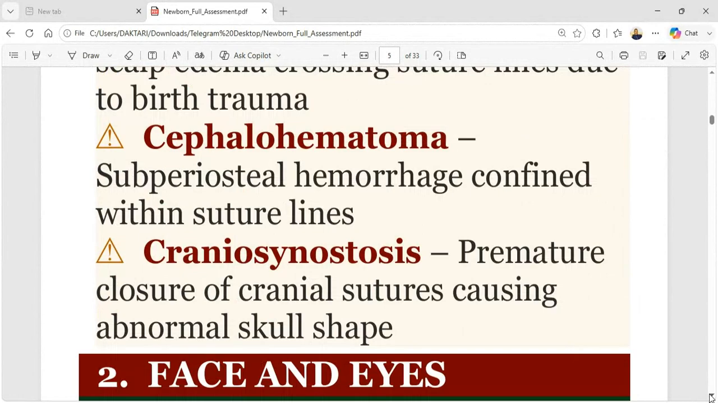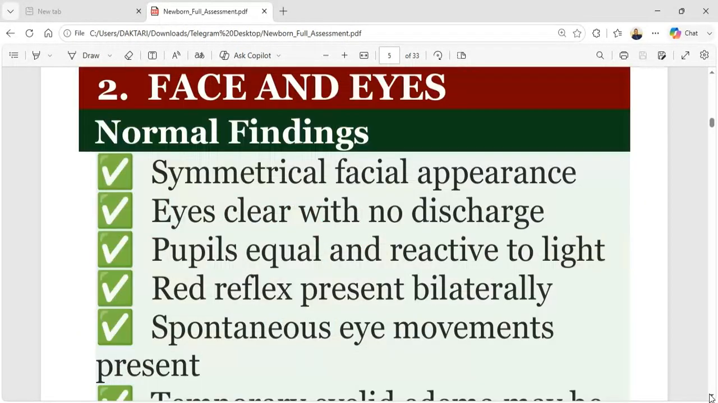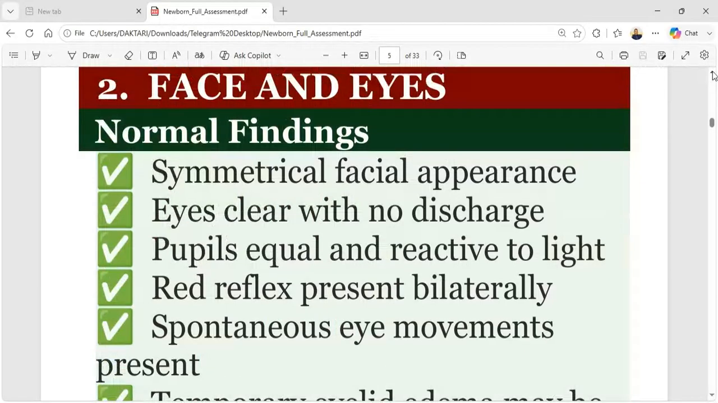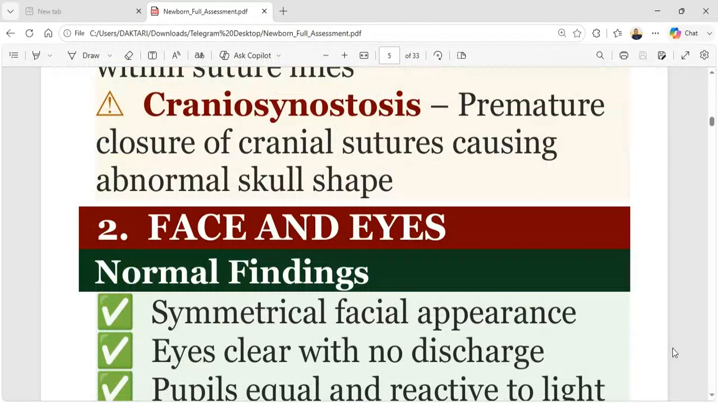Craniosynostosis is premature closure of the suture lines, and the fontanelle as well. So that is that. Let's check on the face.